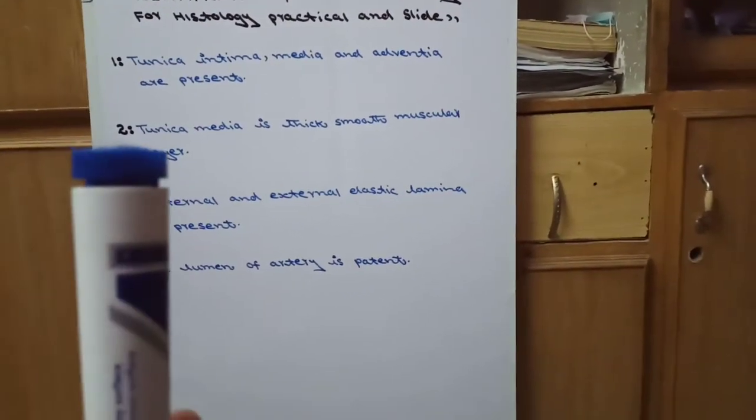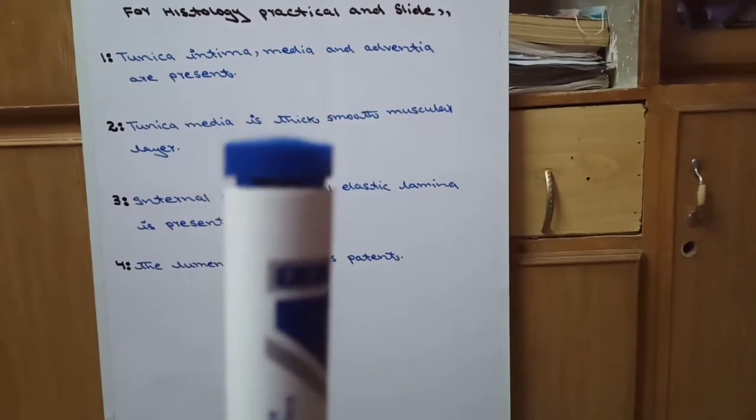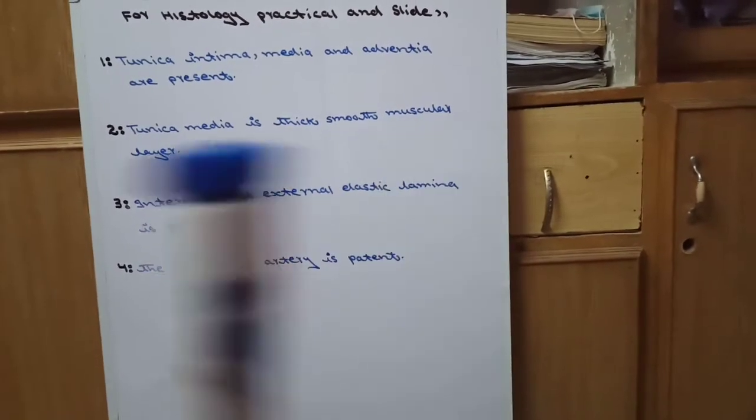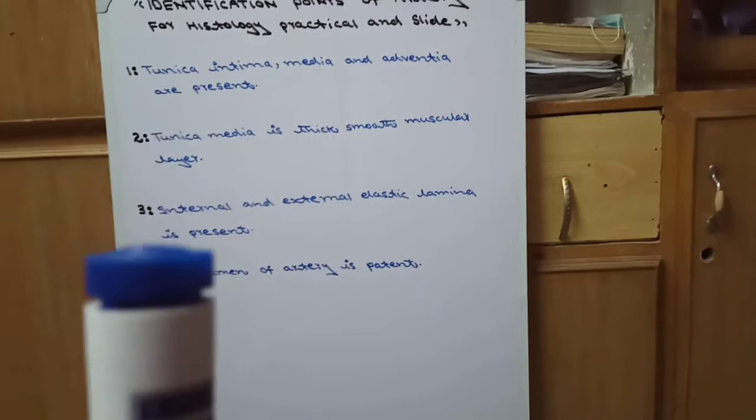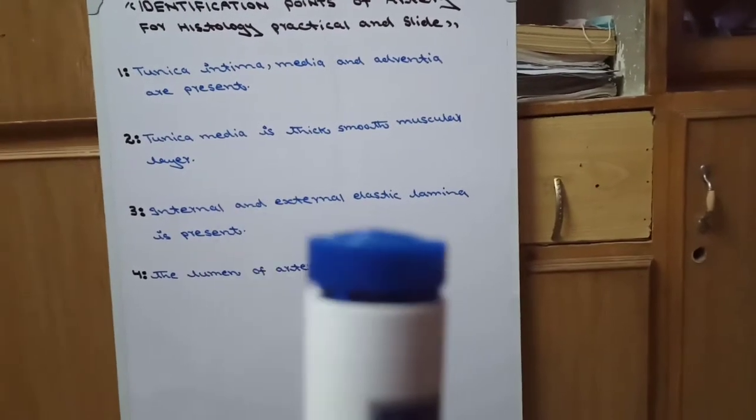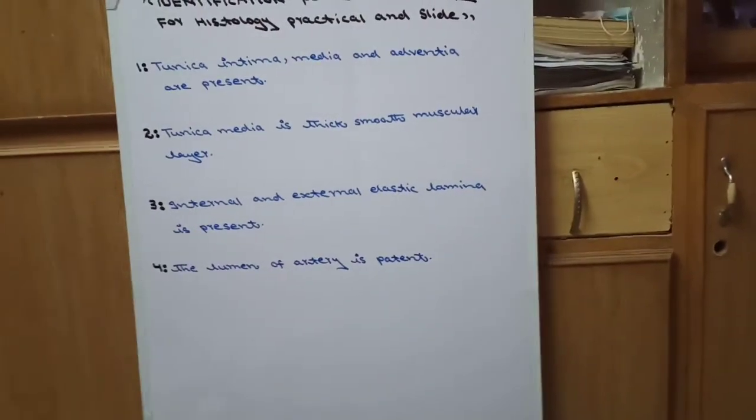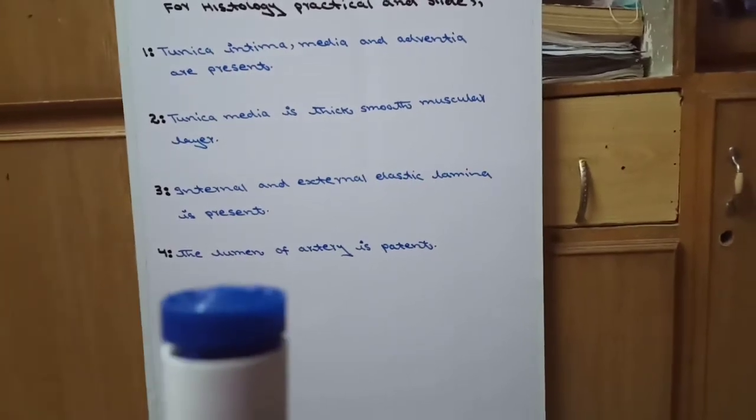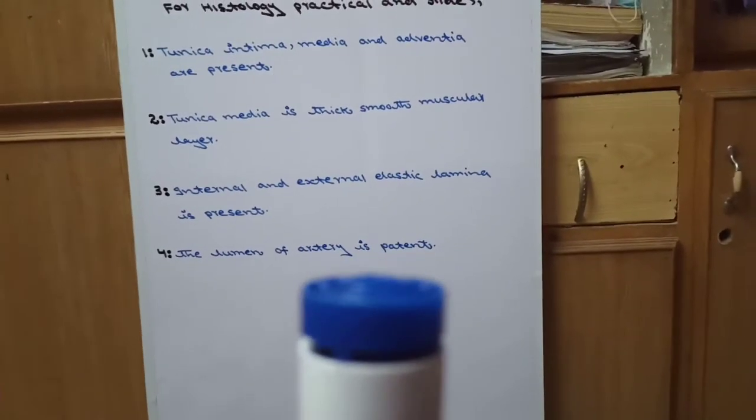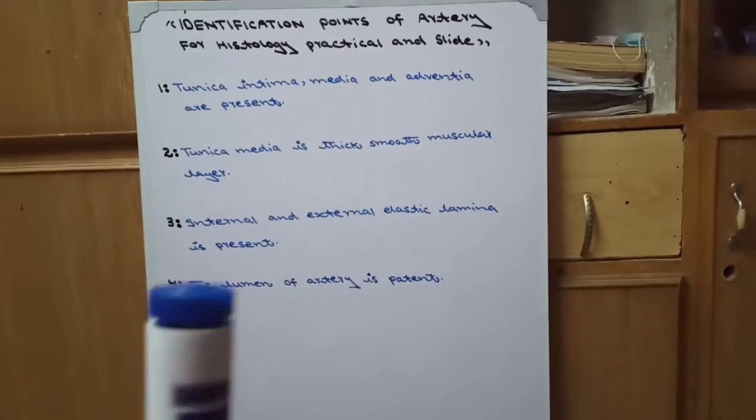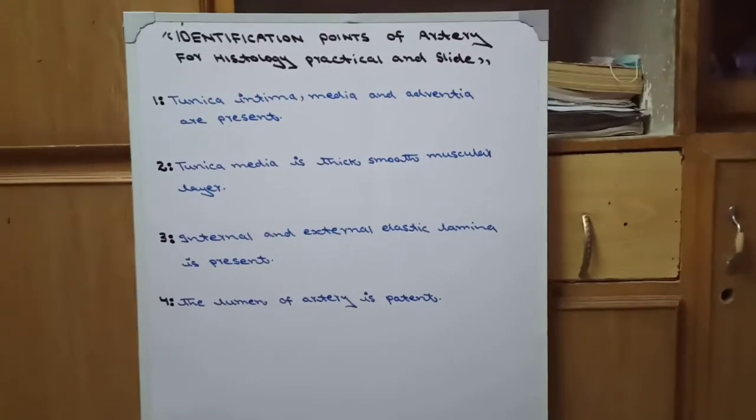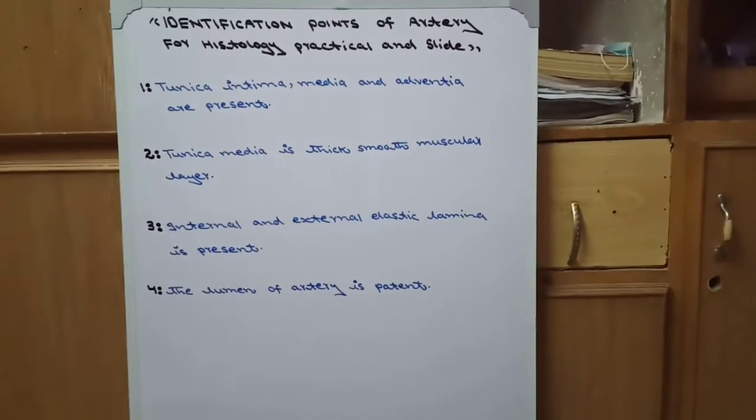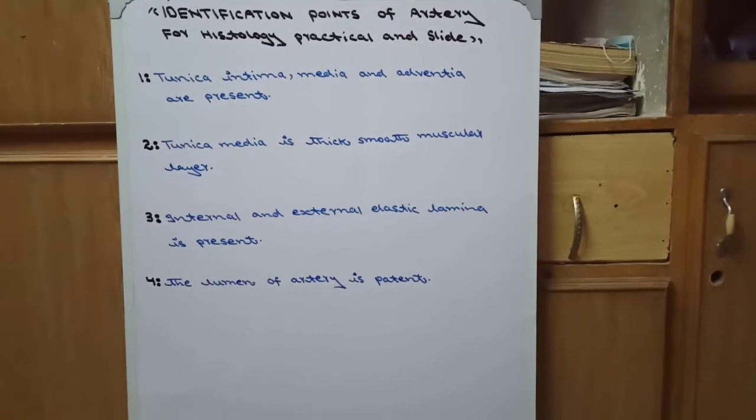Number 2, tunica media is a thick, smooth muscular layer. Number 3, internal and external elastic lamina is present. Number 4, the lumen of artery is patent. These are the 4 identification points of artery for histology practical and slide.